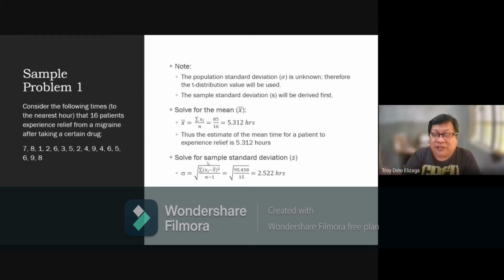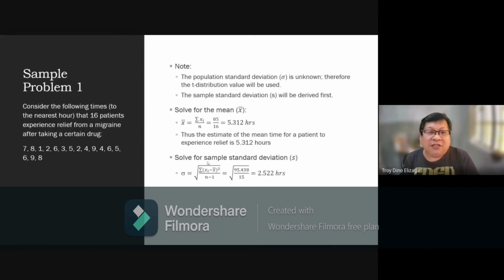So this is the first test that you will conduct to know which formula you're going to use, whether you're going to use the t-value or the z-value. The sample standard deviation S will be derived first. To get the standard deviation, we first solve for the mean, or the x bar, which is the summation of all the samples over the number of samples. So if you add up all of these numbers here, you get 85, and then we have 16 samples, so you divide 85 by 16 and we get 5.312.